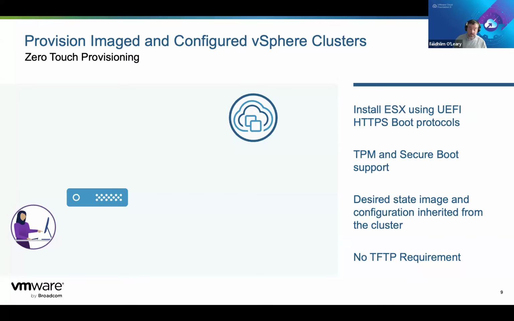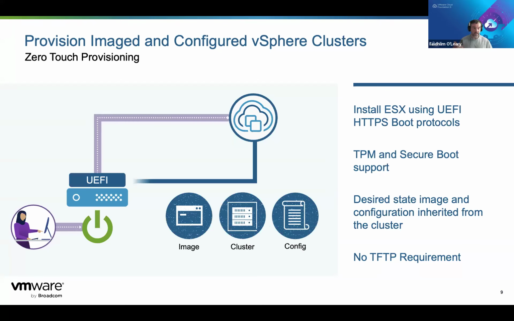And there's no TFTP requirement. You don't have to do that double hop for booting the host to TFTP and TFTP redirecting you to vCenter. We boot directly and we talk directly to vCenter. So it would look something a little bit like this. vCenter will push down the image, the cluster, and the configuration.